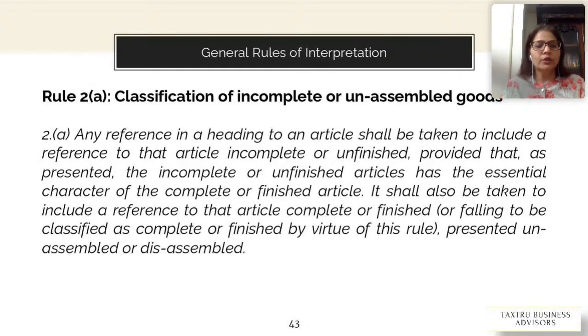We all know that goods can be in any process, in any form, either raw material, semi-finished product, or even CKD or SKD. So what the rule says is, in case the good is incomplete or in unassembled form, how do you classify it? Any reference in a heading to an article shall be taken to include a reference to that article incomplete or unfinished. That means it should have the basic structure or essential feature of that particular good. Even if the good is as of now incomplete or unassembled, if it still has the essential characteristics of the complete good, then it has to be classified under the same HSN that pertains to the complete good. So this is rule 2A.